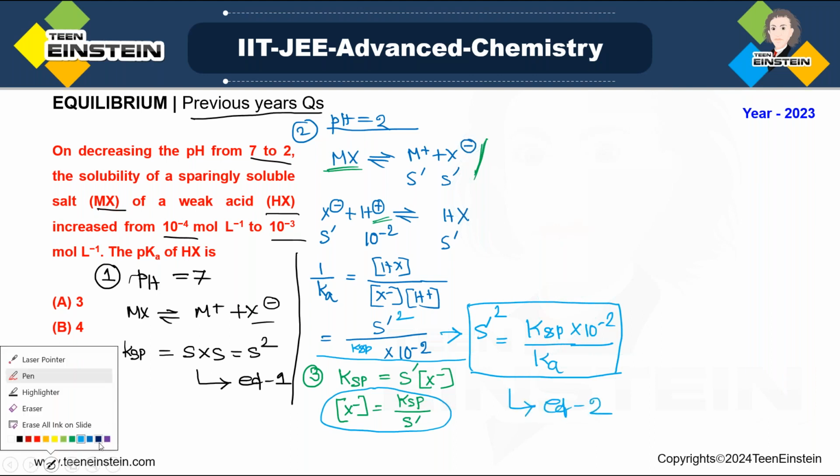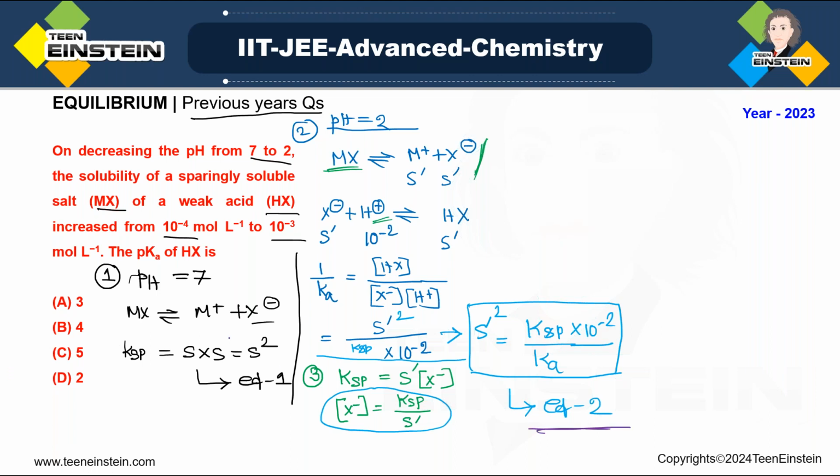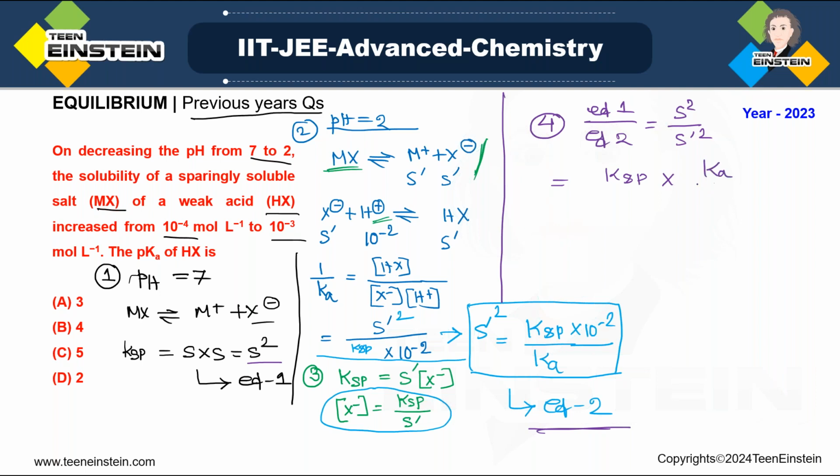So now we have equation number 1, we have equation number 2, S square and S prime square. Now we have reached part 4 of this solution, and in this case what we will do is equation 1 divided by equation 2. What you will get is S square divided by S prime square, and that is equal to Ksp for S square, and for 1 by S prime square it will be Ka divided by Ksp into 10 to the power minus 2. So Ksp will be cancelled. Now you are left with Ka divided by 10 to the power minus 2.